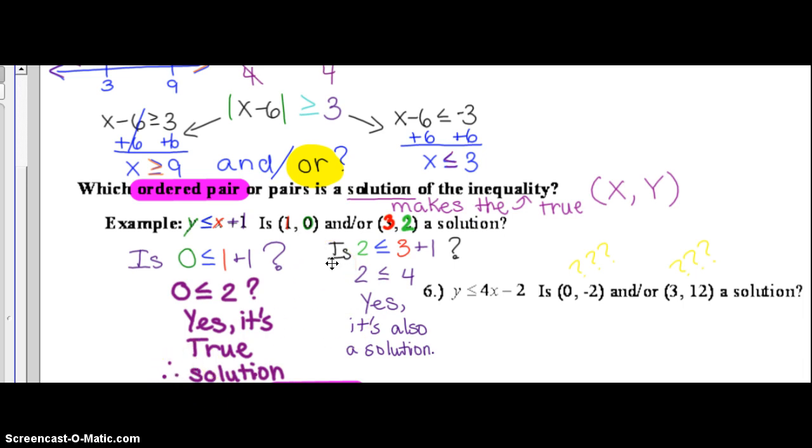I plug in the next point. (3, 2). 2 goes in for my y, 3 goes in for my x, and I find the sum of 3 and 1. Is 2 less than or equal to 4? Yes, it is. A positive 2 is less than a positive 4. So that's also a solution point. It's your turn to try question 6 on your own.